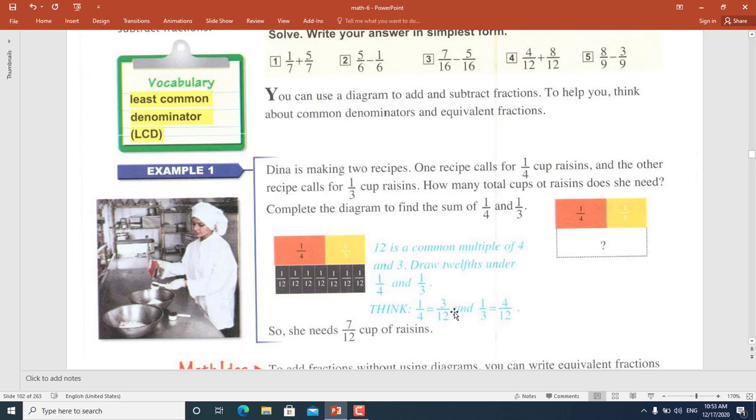After that we add 3 plus 4, which is 7. For addition or subtraction we don't add or subtract the denominators, we just add or subtract the numerators.